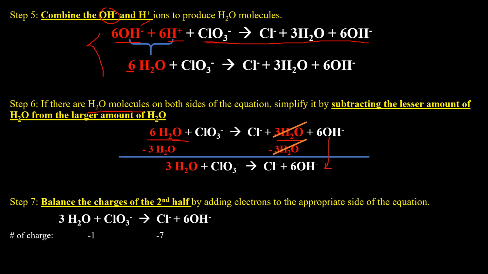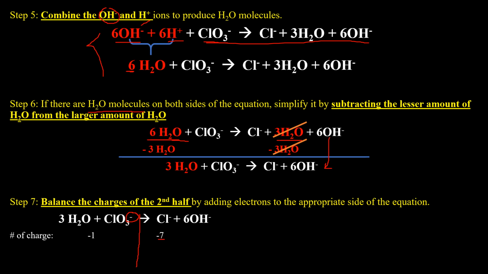The number of charges on the reactant side is negative 1. Why negative 1? Because this is the only charge. If there is no charge found here, that means 0. But if it's negative or positive, that means 1. And then on the product side, it's negative 7.